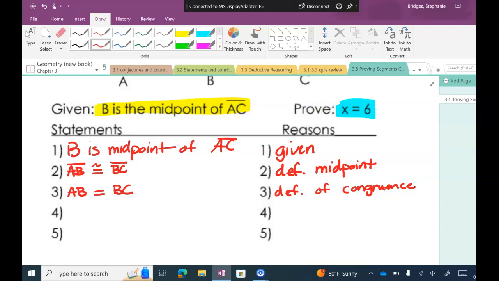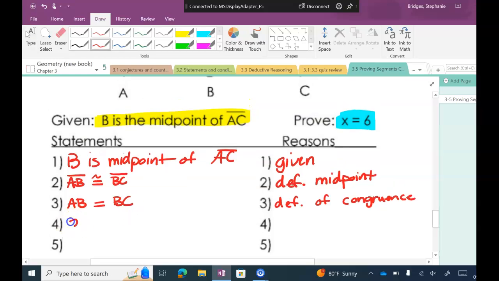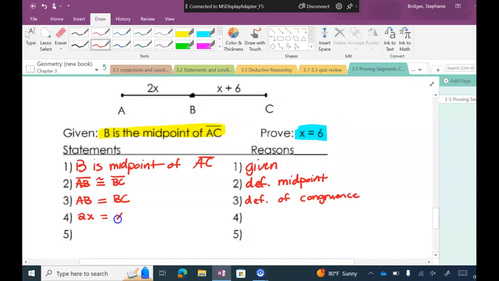Okay. Now we're ready to substitute. What is it AB is equal to? Okay. What is BC equal to? And again, that is substitution. I replaced AB with what the picture told me it was equal to. I replaced BC with what the picture told me it was equal to. And now I need to solve this equation. Solve the equation.